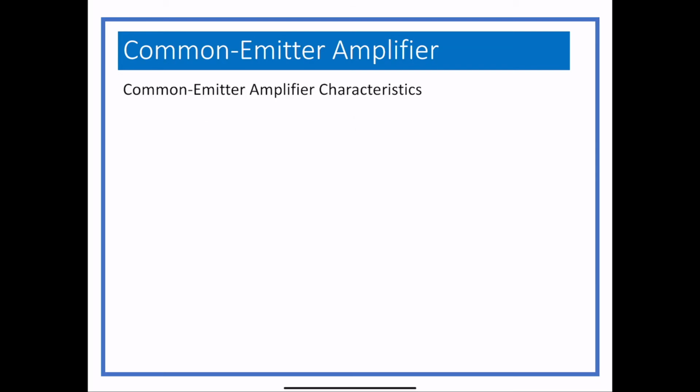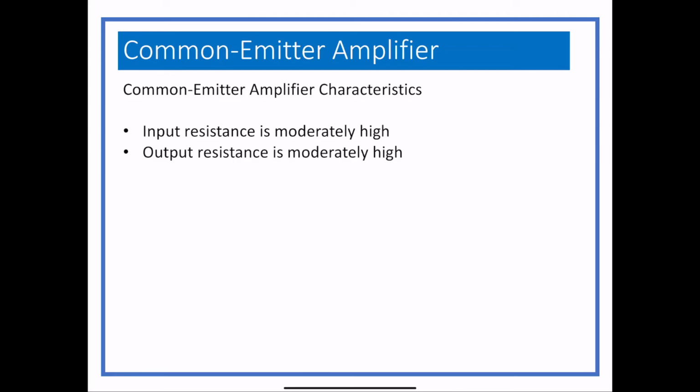Characteristics of common emitter amps: the input resistance is moderately high, but it's not as high as a MOSFET-based amp like this, so it's not quite as high. The output resistance is moderately high, which is not necessarily a good thing, because that's going to be whatever RC is. The voltage gain is actually much higher than with a MOSFET. The actual overall voltage gain always ends up being significantly more, depending on the circuit.